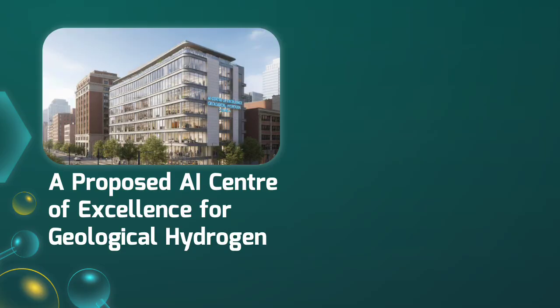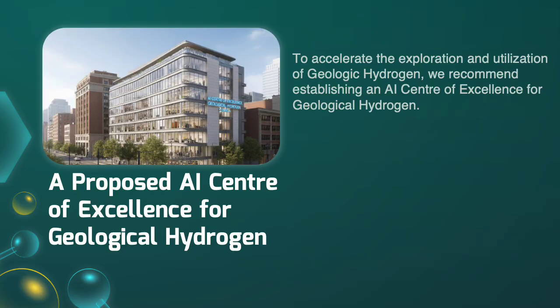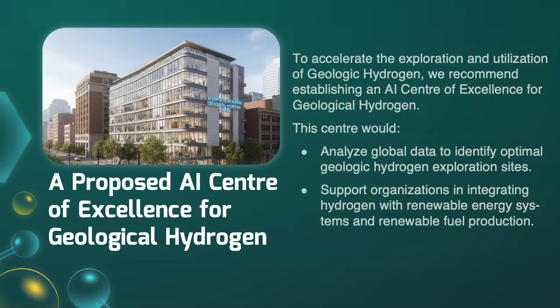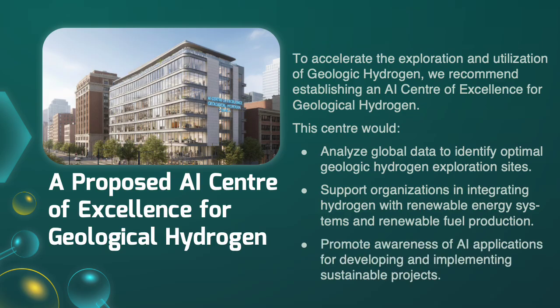To help accelerate the exploration and utilization of geologic hydrogen, we recommend that an AI Center of Excellence be established. Shown here are some key activities that could be implemented by this center. First, process available data to identify the best areas to explore for geologic hydrogen around the world. Next, help organizations identify how best to utilize this hydrogen, such as combining it with renewable energy and producing renewable fuels. Finally, create awareness of how organizations can use AI to develop and implement sustainable projects.